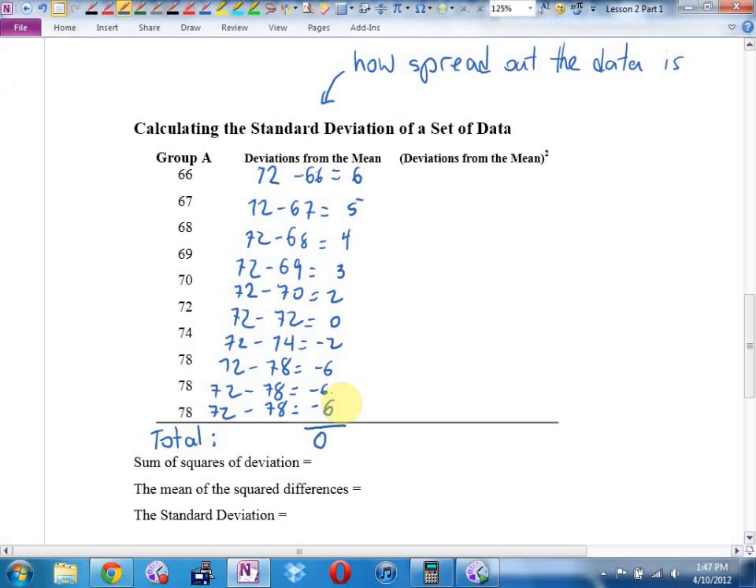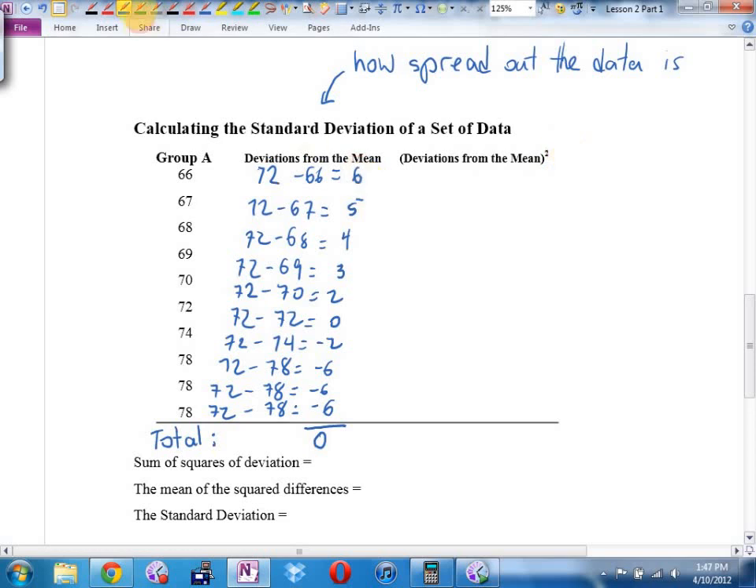Then they said, wait a minute. I do know a mathematical operation that always gives me a positive answer, that will always turn a negative into a positive. Why don't I try squaring all these numbers? Won't that give me all positives? So they started out with deviations from the mean, and then they said, hey, maybe deviations from the mean squared.